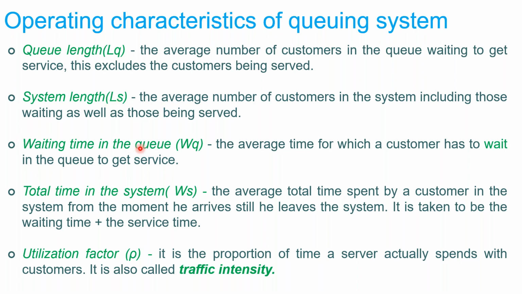So, waiting time we have seen. Now total time is the summation of the time that a customer spends waiting as well as for the services. It is the average total time spent by a customer in the system from the moment he arrives till he leaves. As soon as he arrives at the system, the timing will start. It may have some waiting time, it will have some service time. So the addition of service time and waiting time is nothing but your total time spent in the system.